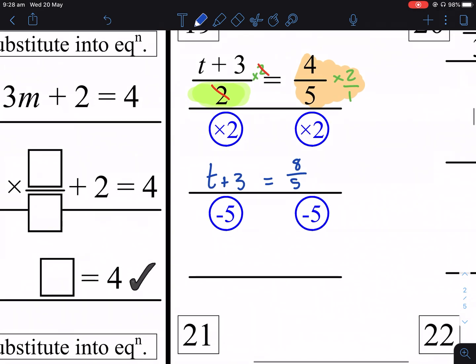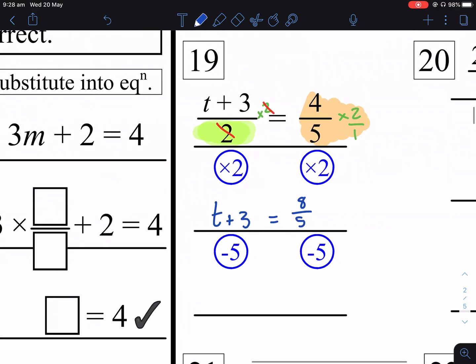I know it's not nice. It's a fraction, whatever, we can deal with it. They've written minus 5. They must have meant minus 3 because that's a plus 3. We need to get rid of the plus 3, so we're minusing 3 from both sides. So we end up with t equals 8 over 5 minus 3.